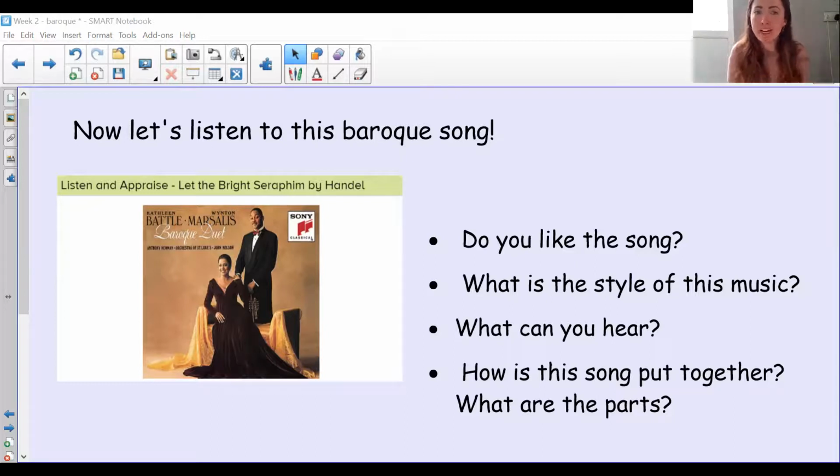And also thinking about the dynamics of the song, is it loud or quiet or in between? So it's quite a loud song, but as the texture thickens throughout, as there's more and more instruments, the dynamics get louder. Okay, and how is the song put together? Let's think about how the song's put together. Can you pause here to have a think about how the song's put together?